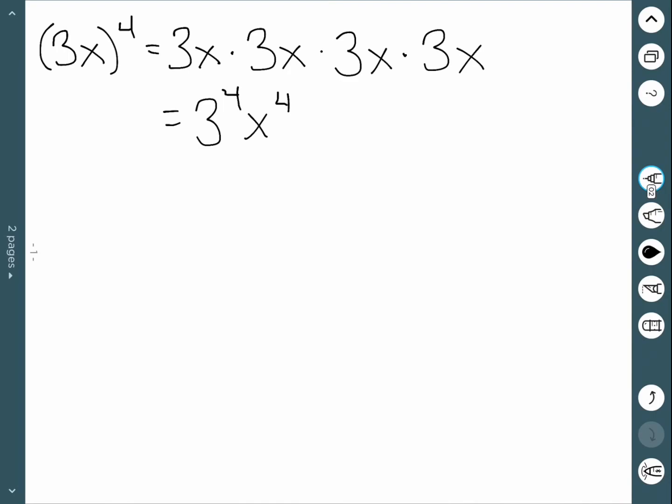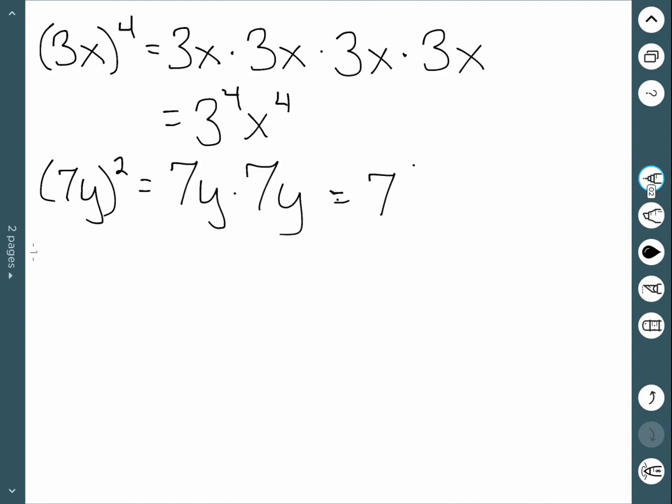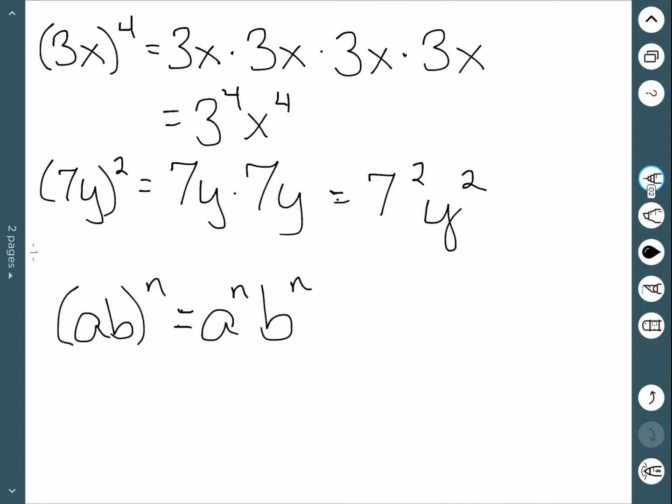Let's try one more example. (7y) squared would mean we multiply 7y by itself 2 times. And then looking at this, we can see that we have 2 7's and 2 y's, so 7 squared y squared. And in general, if we have something in parentheses like (ab) to the nth power, we have a to the n, b to the n, so essentially raise everything inside of parentheses to that power.